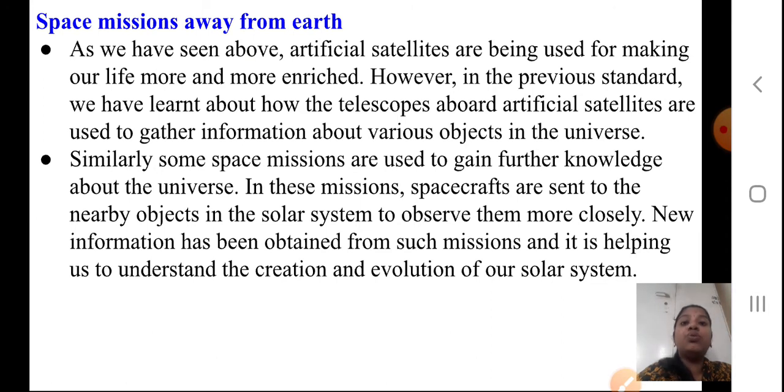Similarly, some space missions are used to gain further knowledge about the universe. In this mission, spacecrafts are sent to the nearby objects in the solar system to observe them more closely. New information has been obtained from such missions. Okay, so one by one the spacecrafts are sent, and every time new information is collected. The new information obtained from such missions is helping us to understand the creation and evolution of our solar system. So whatever new information we get each time, it is helping us in the further study of the evolution and creation of our solar system.